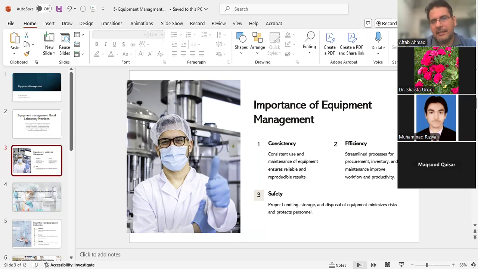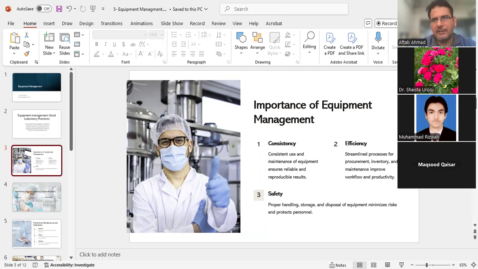Then we go for efficiency: streamlined processes for procurement, inventory, and maintenance that improve our workflow and productivity. We are also going to discuss in much detail the efficiency of our workflow that we are doing in the laboratory. And the last thing is safety. Proper handling, storage, and disposal of equipment minimize risk to the personnel and also all the other people who are working in the laboratory. So safety is also very important.